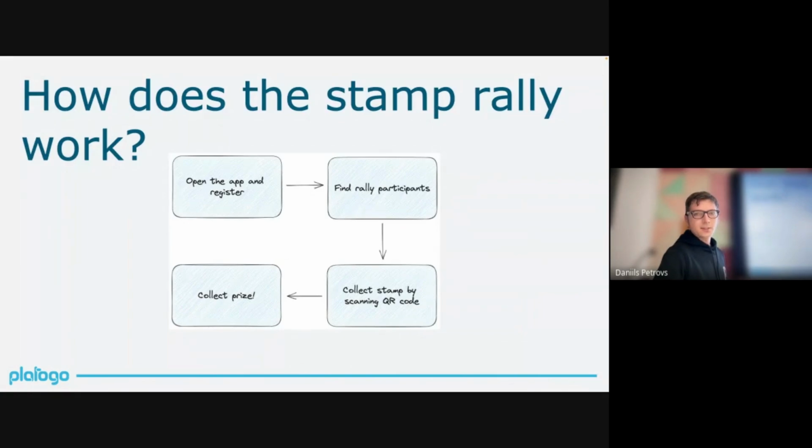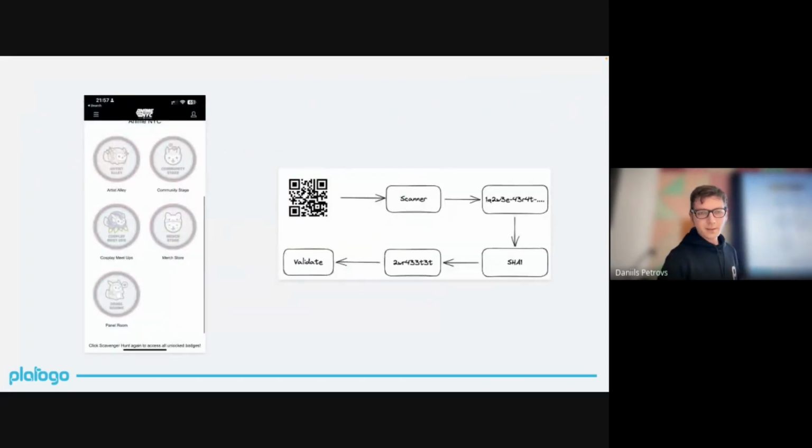And how would this digital stamp rally actually work? So first you open the app and you do some kind of basic registration, right? Then the person participating in the rally needs to actually find the participants. So in our case, they have, let's say, 8 or 10 artists that they need to visit, and they need to find them at the convention. Then they need to scan some kind of QR codes. QR codes, they're super universal. It's the easiest way to really do some kind of digital collection thing. And in the end, they need to get a prize, right? Very simple.